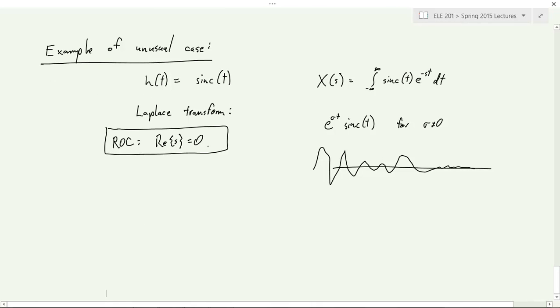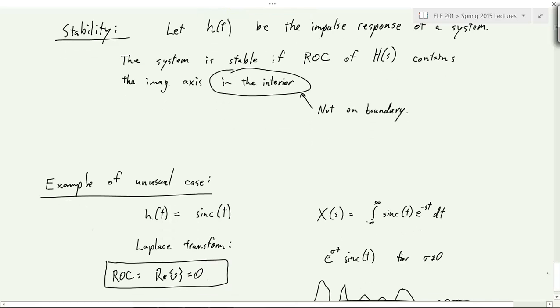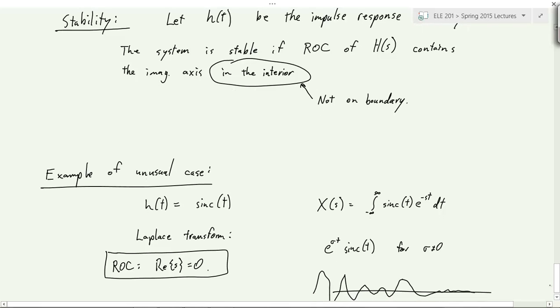That's all. So, question: if we use our stability criterion here, and I think this might be if and only if. I hesitate to say so because it's not in my notes, but that might be both necessary and sufficient. If we use this to ask whether this system that has an impulse response sinc is stable, what would the answer be? It would be no, right? It would be no because the line is not in the interior. So that's just an example to show that edge case.